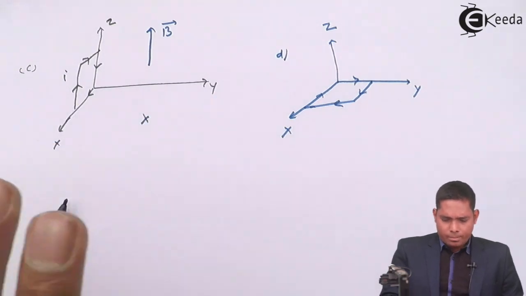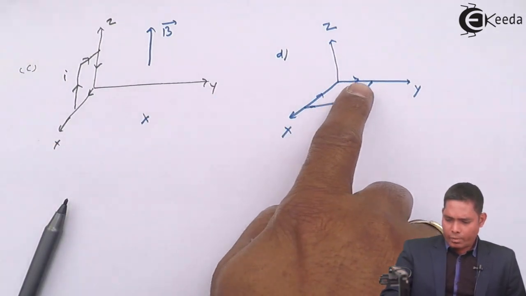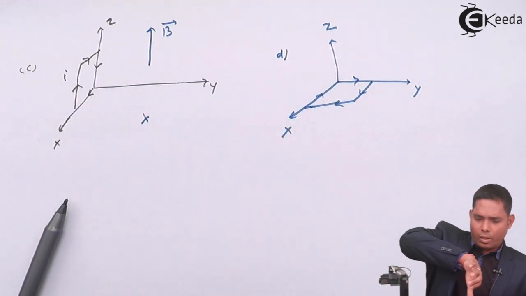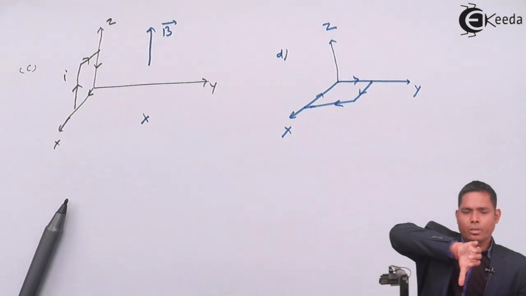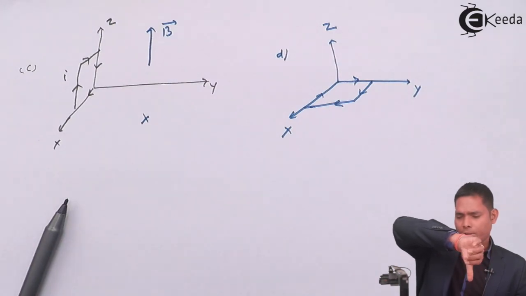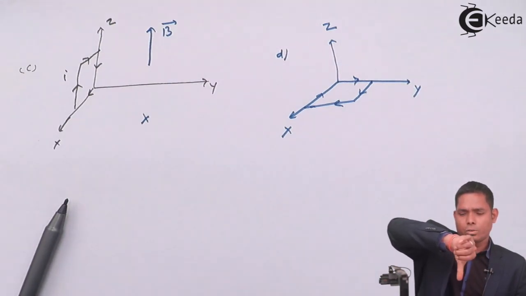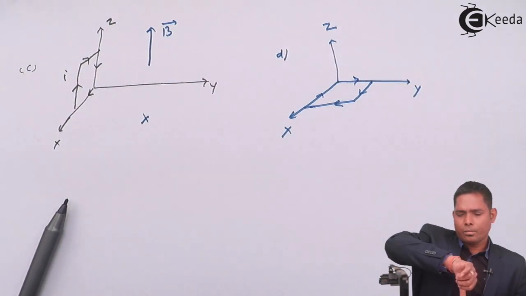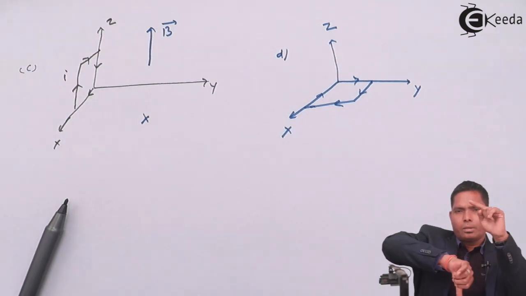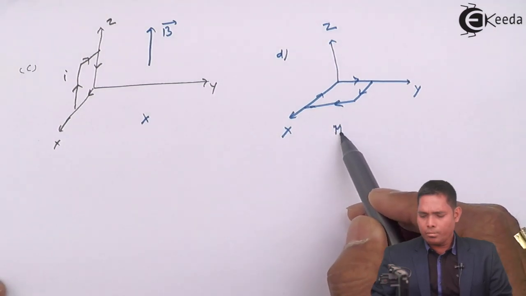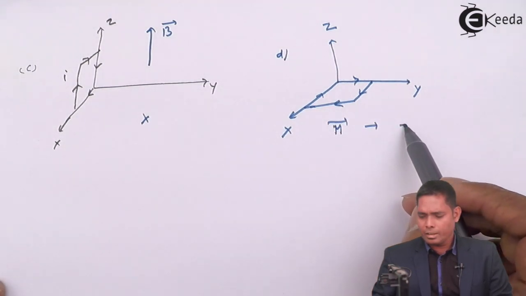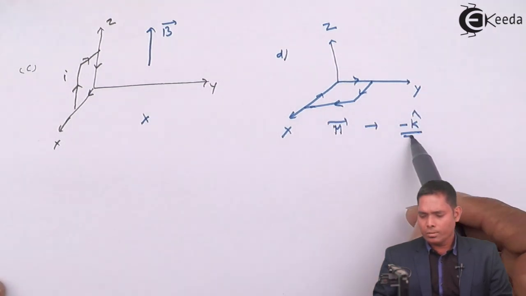If this is the xy plane and the current is clockwise, I have to find the direction of m by curling my fingers in the direction of the current. So m is vertically downward, but that is in the z direction, the negative z direction. So the m vector is in the negative z direction.